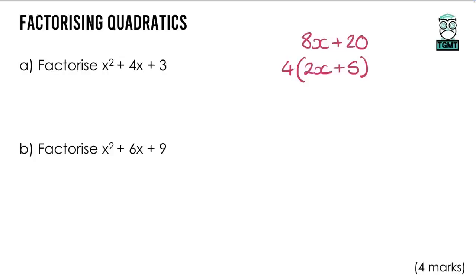And that can also apply, and this is where sometimes people get a little confused, because you can have things like x squared, let's go with minus 5x.